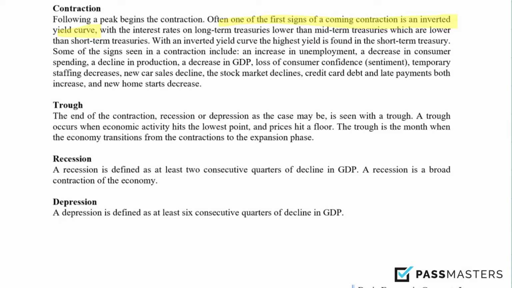Other things we see during a contraction: an increase in unemployment. So people's hours get cut, they get laid off. A decrease in consumer spending, a decline in production, a decrease in gross domestic product, loss of consumer confidence, also called consumer sentiment, temporary staffing decreases, new car sales decline, the stock market goes down, credit card debt and late payments both go up, new home starts decrease.